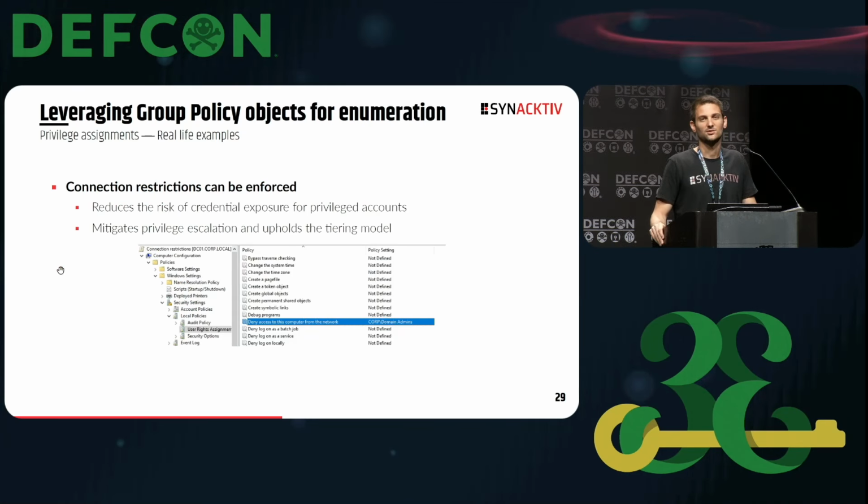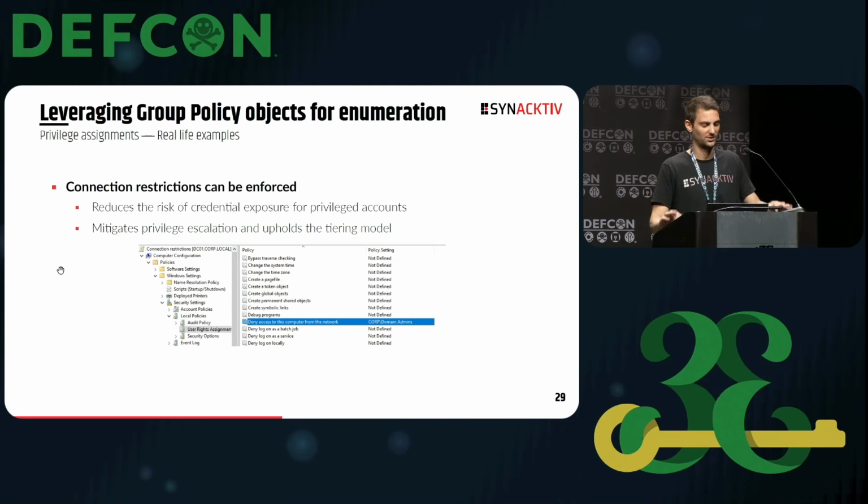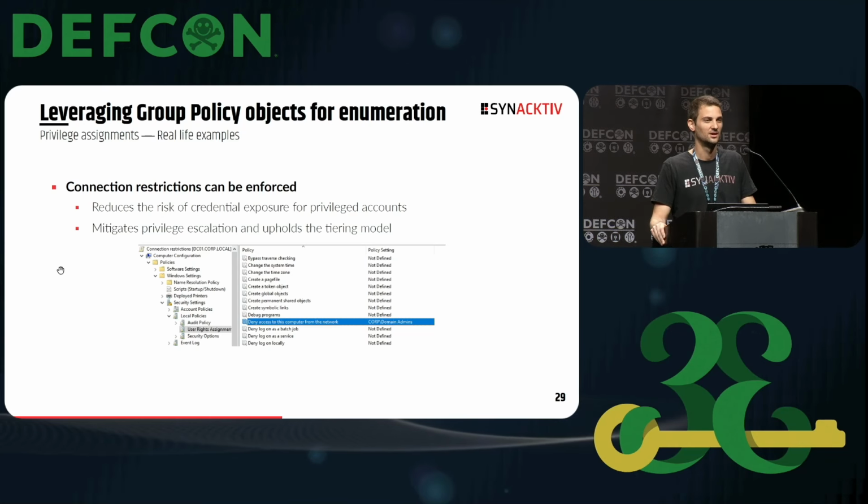What we see most of the time will be connection restriction. When you don't want your domain admin to connect anywhere in order to reduce the risk of credential exposure, you can perform connection restriction through GPOs, and basically they will deny access to specific computers. So it mitigates privilege escalation and tries to preserve the tiering model. So when you're performing this kind of enumeration, you know, for instance, that domain admin will never connect to specific workstation or specific machine tied to an organizational unit. So there's no point to go there and wait for domain admin.